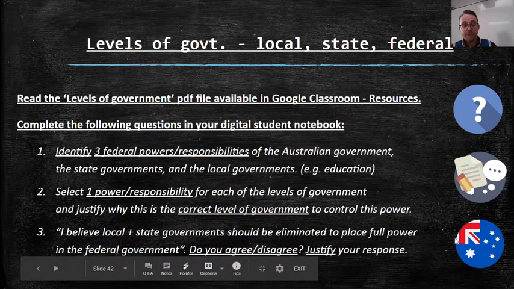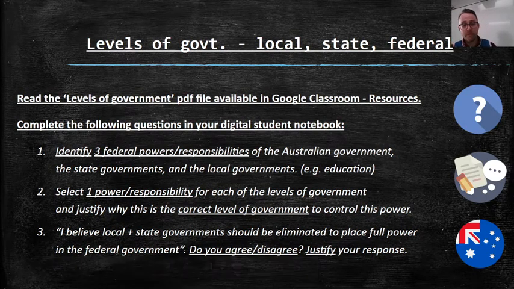And then finally, question 3. Again, not an essay length response, but I do want 2, 3, 4 sentences. This is a statement from an anonymous individual. I believe that local and state governments should be eliminated. Get rid of them. Hate them. The worst. And we should be giving full power to the federal government. So to the national government of Australia, let's give them all the power.